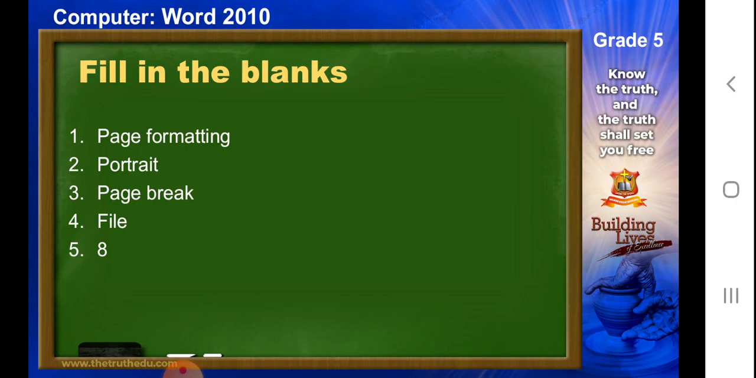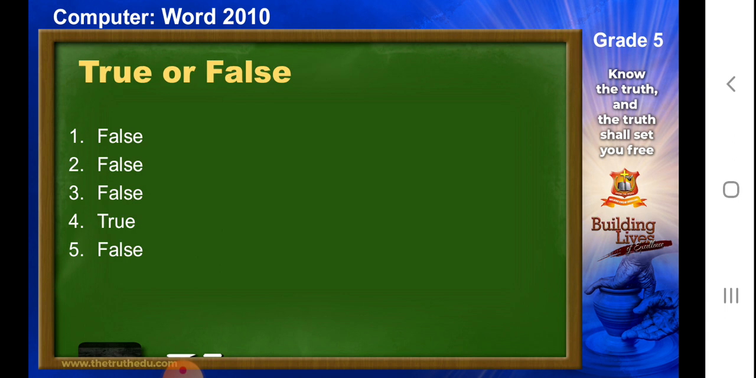So let's come to the next one, which is fill in the blanks. Making changes to the setting of a page is called page formatting. The default page orientation in Word 2010 is portrait. Portrait means vertical, or column wise, right? Next, a page break indicates the end of a page. This is quite simple. Next is the print option is present in the file tab, and shapes in Word are divided into 8 categories. We'll come to true and false.